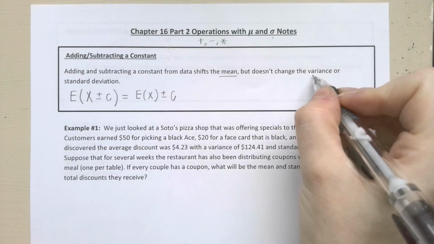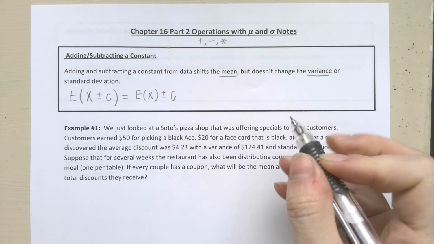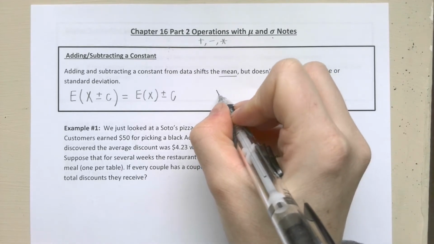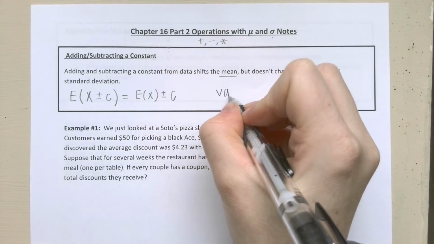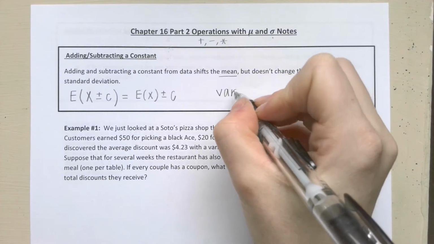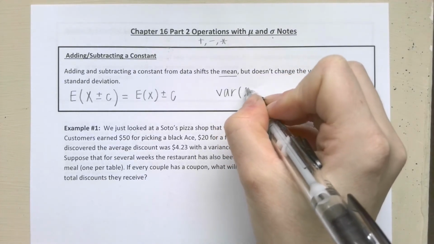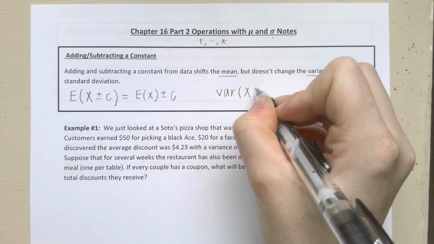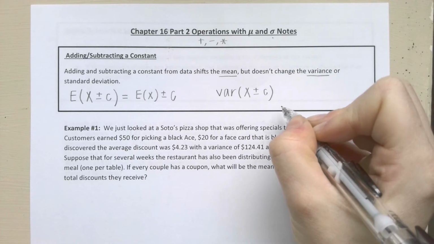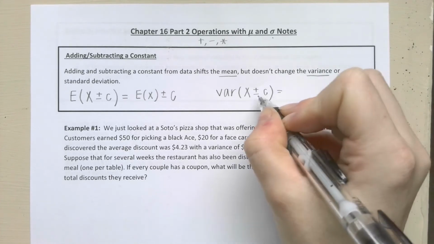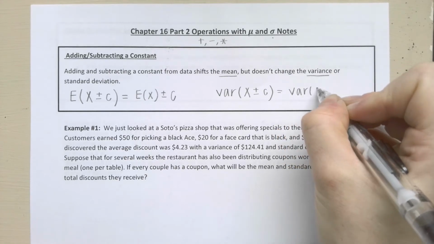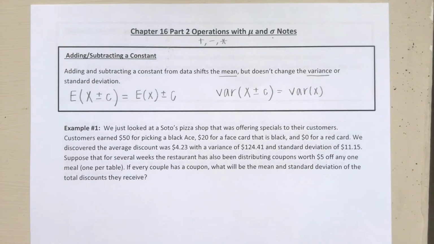This adding or subtracting does not change the variance or the standard deviation. I'm just going to write the formula for variance because we know that once we had variance, we would just square root it to find the standard deviation. So if I'm finding the variance of my random variable x, but I'm adding or subtracting a constant, again, just using that lowercase c, this adding or subtracting does not change the variance, so this would just remain variance of x.